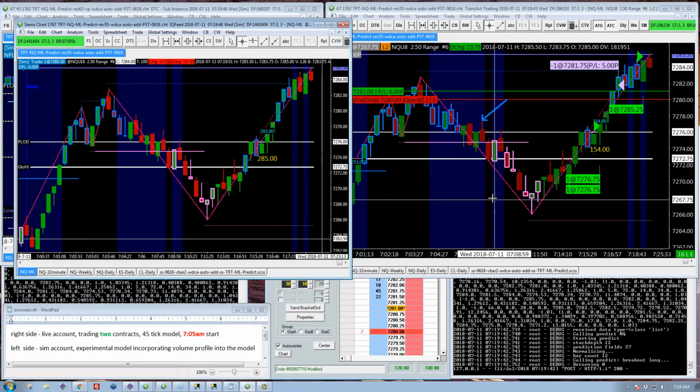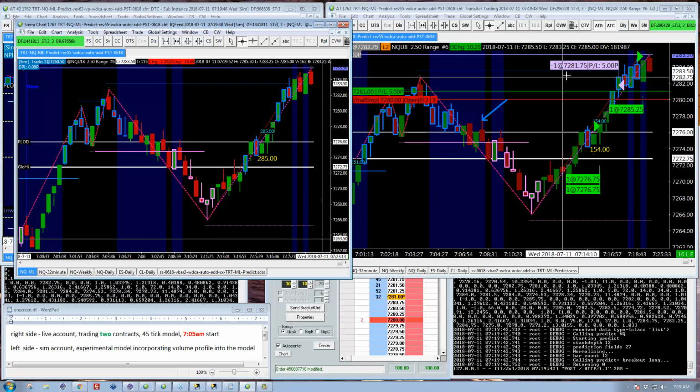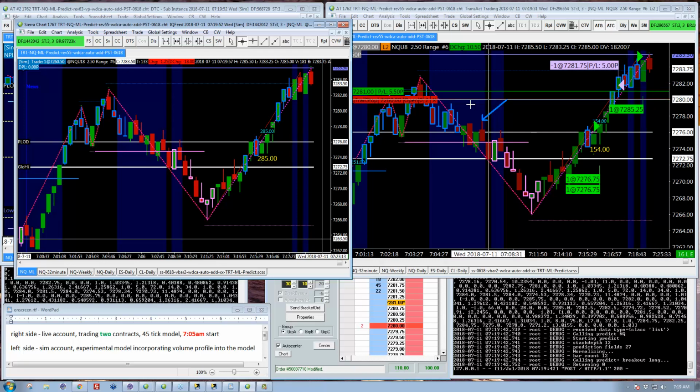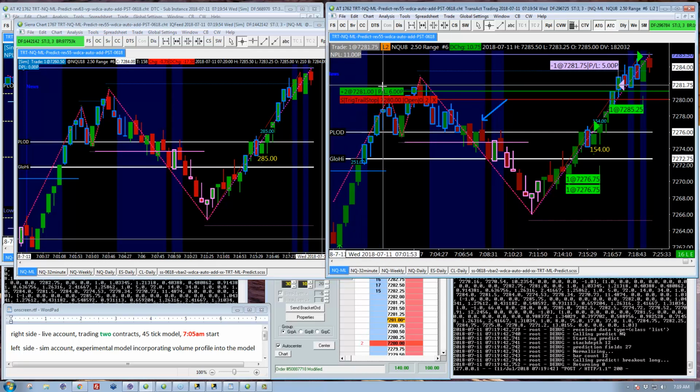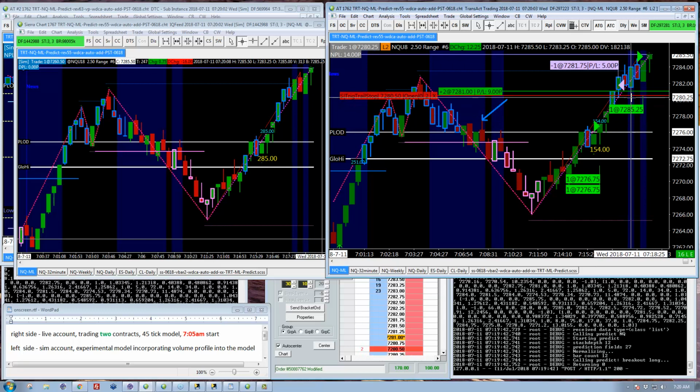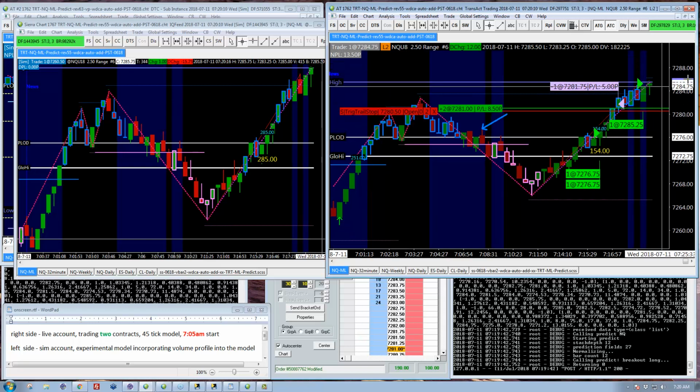All right, so they're just added on this break of this level here. We added the market. Now we're back to 2 contracts now, and the stop moves to break even plus 1, or it just keeps it at whatever it was if it's closer. It will never move the stop further away from price.